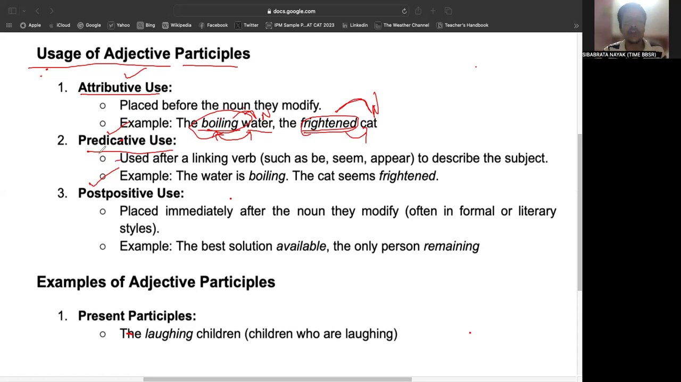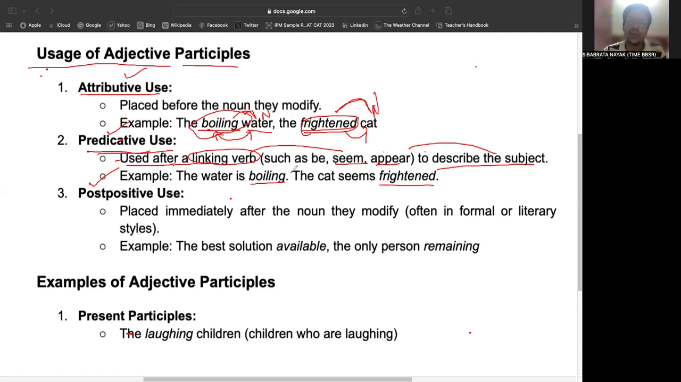Now, the second one is called the predicative case. What do you mean by predicative case? The adjective participle is used after a linking verb, like seem or appear. These are nothing but linking verbs. What is the job of the linking verb? They describe the subject. The adjective participle is used after a linking verb such as seem or appear to describe the subject. If I talk about this one, the water is boiling. The water is boiling. The cat seems frightened.